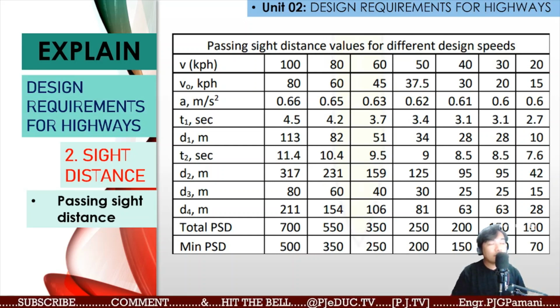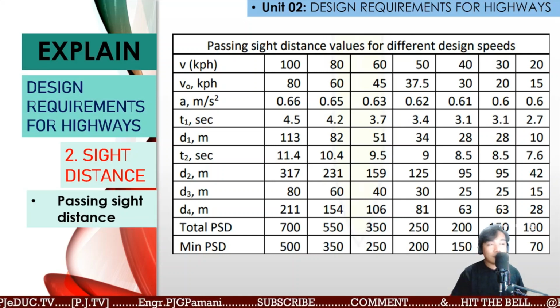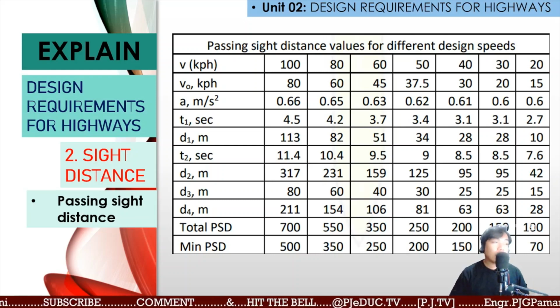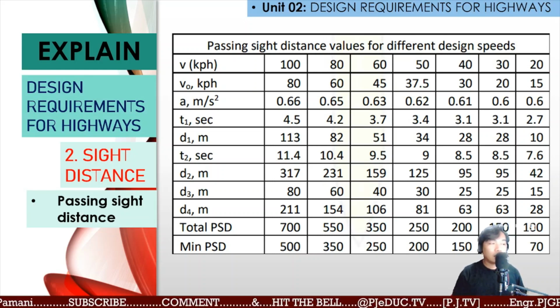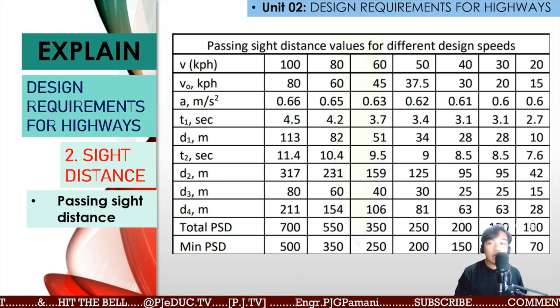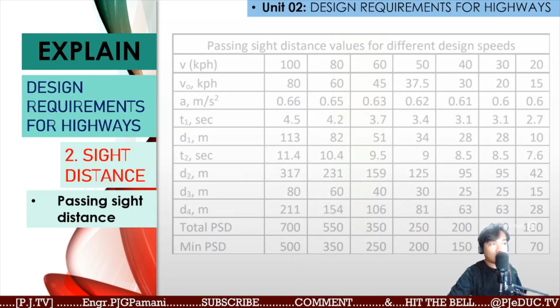For instance, we have the overtaken vehicle at 100 kilometers per hour. The overtaker should have a speed of 80 kilometers per hour at an acceleration of 0.66 meters per second squared, at a perception or reaction time of 4.5 seconds. Distance 1 should be 113 meters. T2 should be 11.4 seconds. D2 is 317 meters. D3 is 80 meters maximum. And D4 should have a distance of 211, where the PSD is 700 meters. And the minimum PSD should be 500 meters.